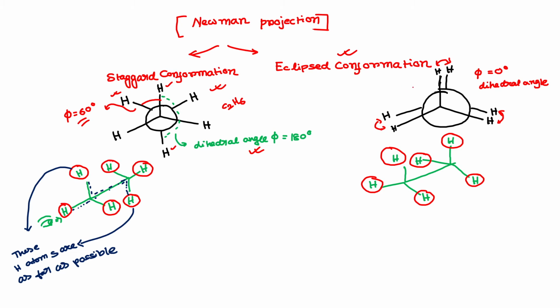So this is the Newman projection for the eclipsed conformation. Eclipsed means that two things are overlapped with each other. You know that in the case of a solar eclipse, the sun and the moon are almost shadowing each other, or we can say that the moon is shadowed by the sun.